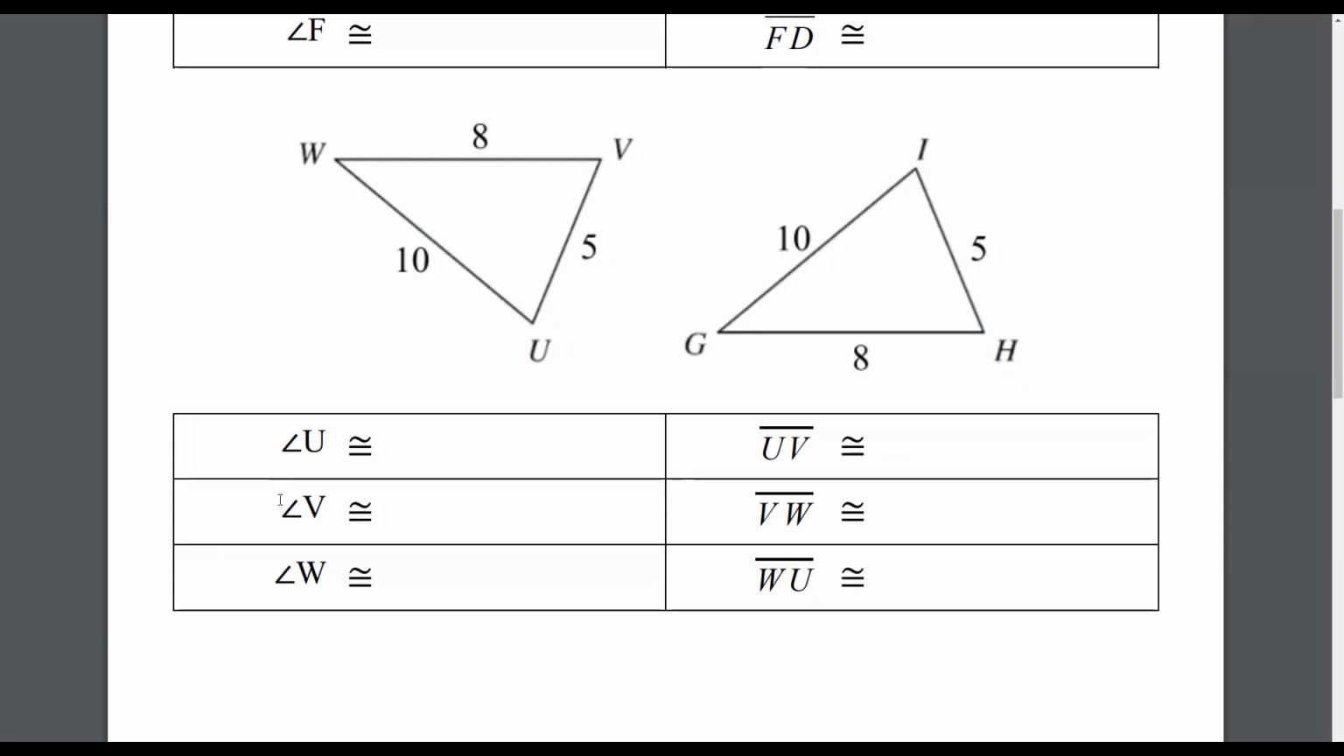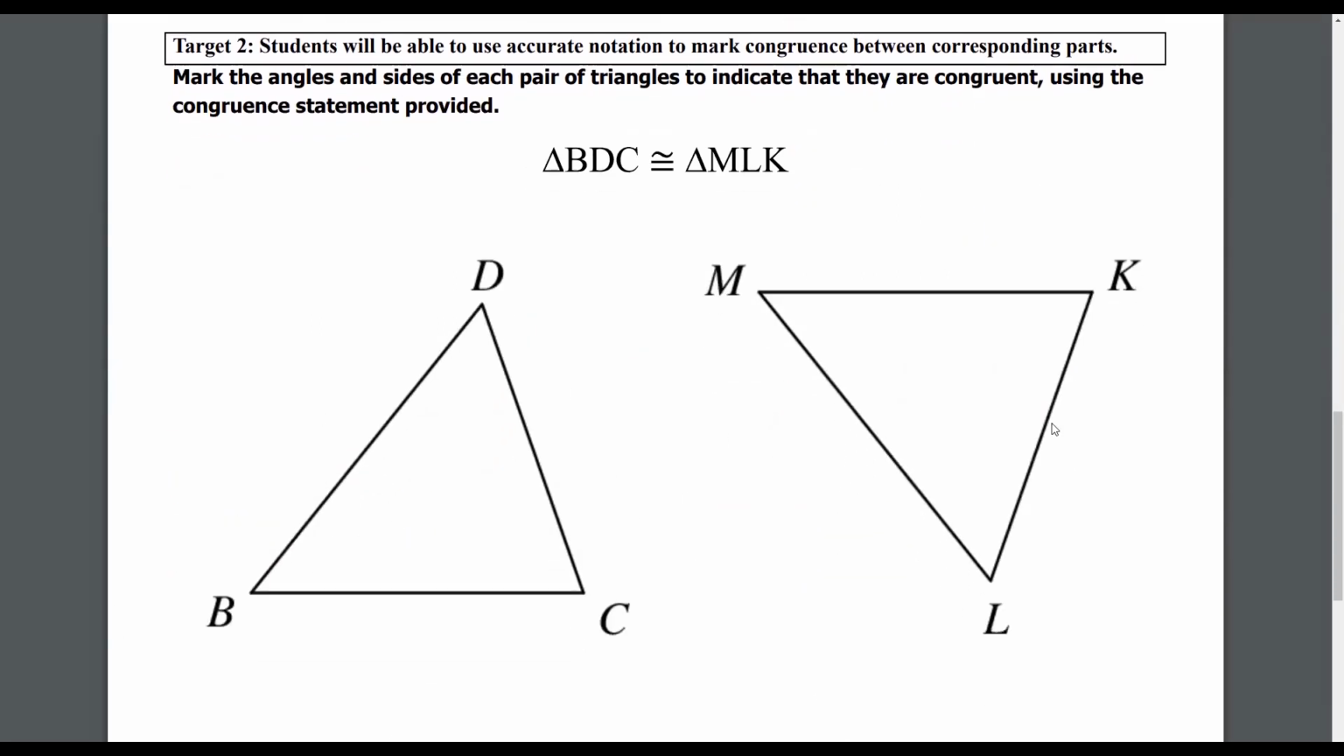All right, our last question on this test. Some people, I think, might have just missed this page. They might have not noticed that page 2, right? Using the congruence statement, I need to find all the correspondences and congruences, okay? So mark the angles and sides of the pairs of triangles to indicate they're congruent.